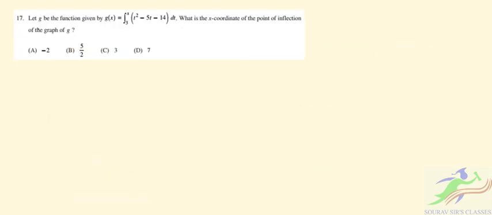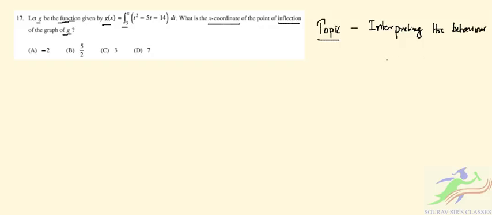Question number 17 says: let g be the function given by g of x equal to the integral from 3 to x of t square minus 5t minus 14 dt. We have to find the x coordinate of the point of inflection of the graph of g. The topic this belongs to is interpreting the behavior of accumulation functions involving area.